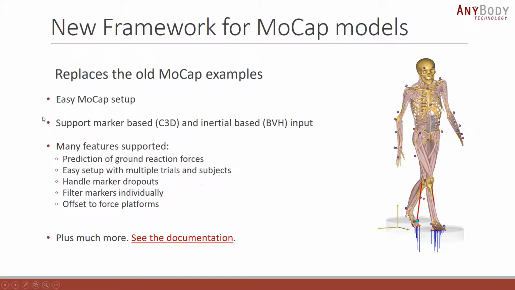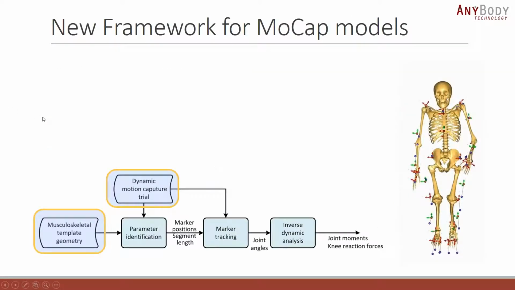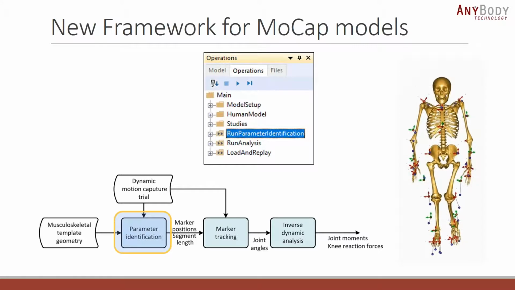Let's go back to the presentation here. So we can talk a little bit about how the MoCap framework works. Usually you provide some muscular template geometry. This will be the body models in this case, and you come with your own dynamic motion capture trial data. And the first step in running these MoCap models is parameter identification.